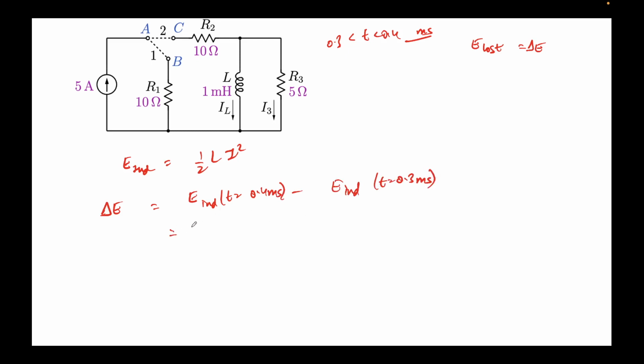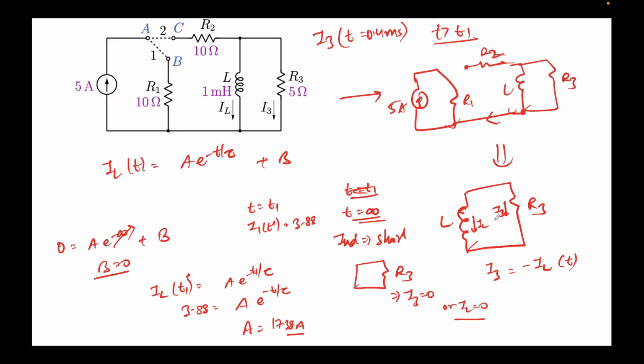So it's half L times i squared at 0.4 minus i squared at 0.3. Half of L will become common. So it will be IL at 0.4 squared minus IL at 0.3 squared. Very simple expression. And how do we know the value of IL? We have already calculated the value of IL.